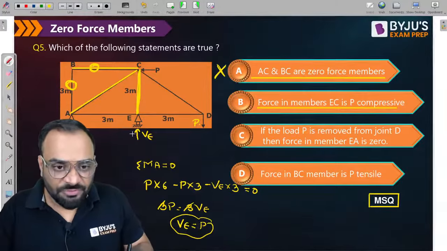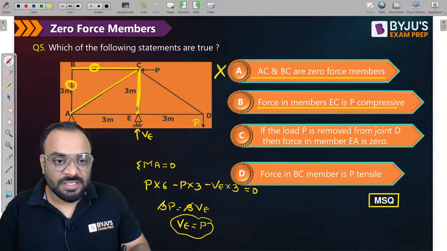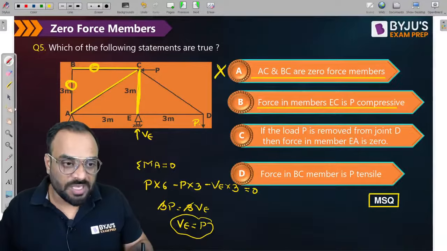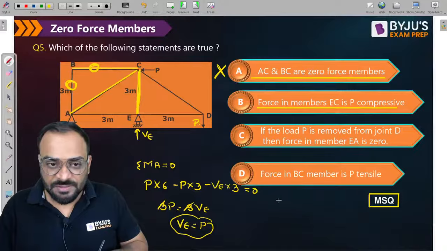Okay, sir. If VE is equal to P, then EC is equal to how much? It is also equal to P. How can we tell? How can we consider this?